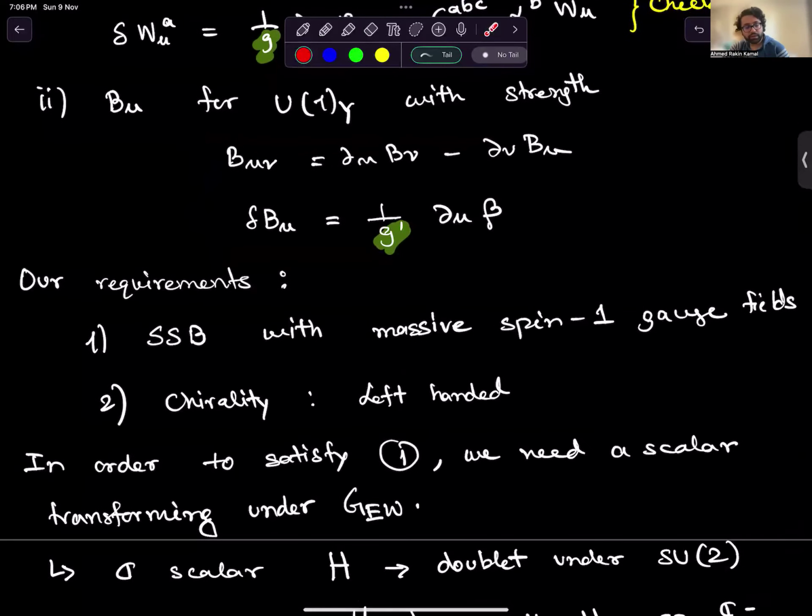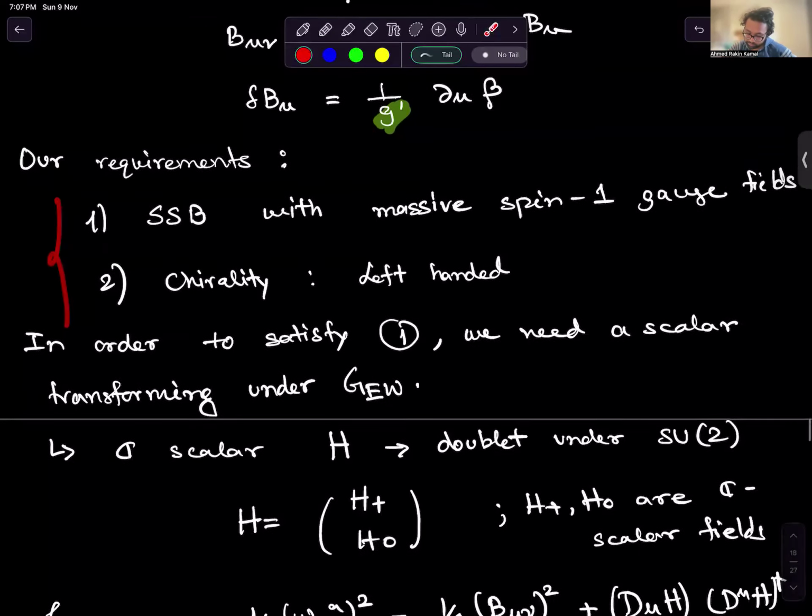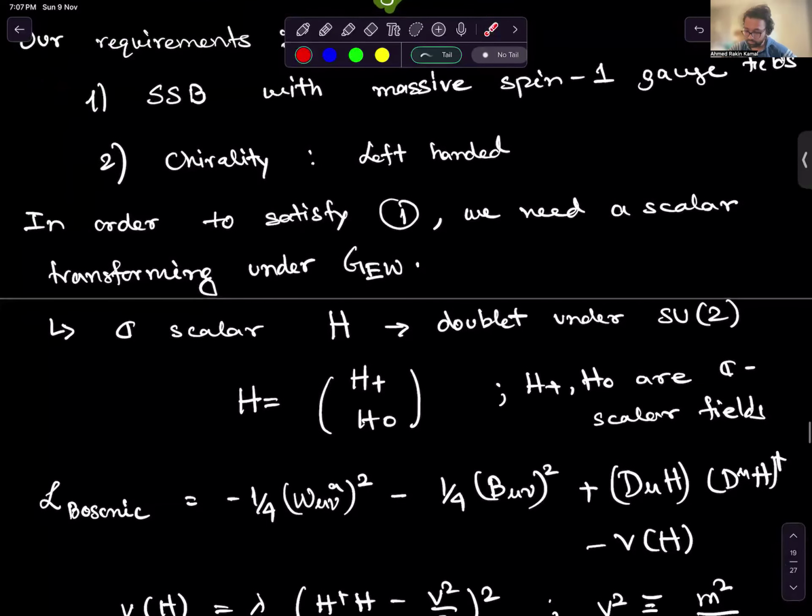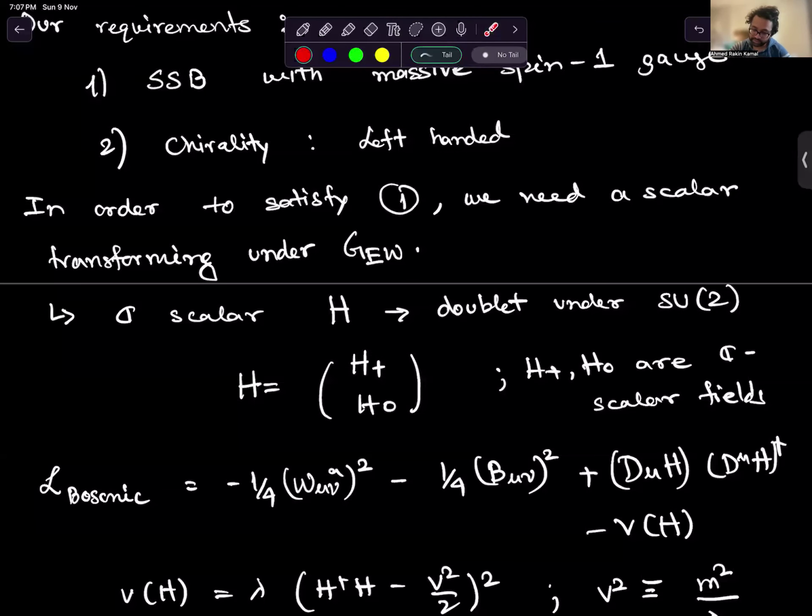So what was our requirement for describing electroweak interactions, or weak interactions, in the first place? The idea was that we need to have massive spin 1 gauge fields, and that weak interactions violate parity, or handedness. So for example, only left-handed neutrinos feel the weak interaction. So we wanted these two requirements. With that, we proceeded with introducing a scalar h, which is a complex scalar.